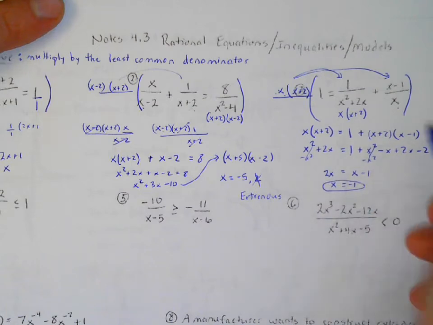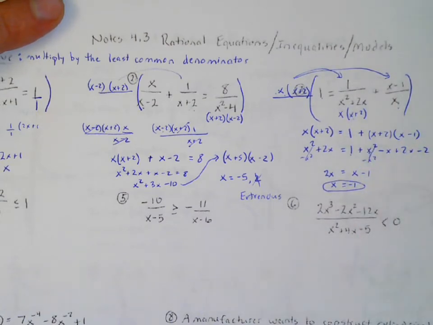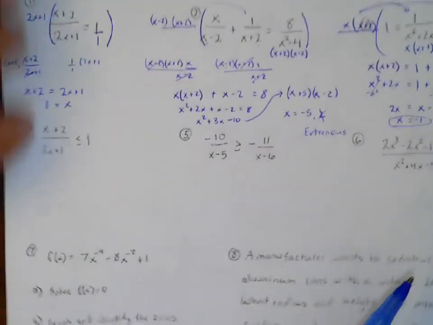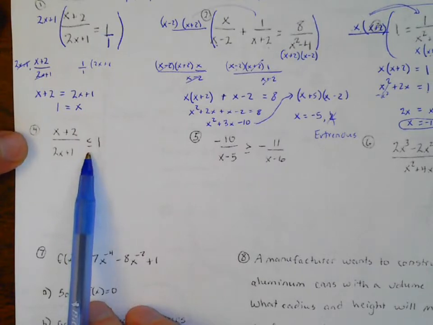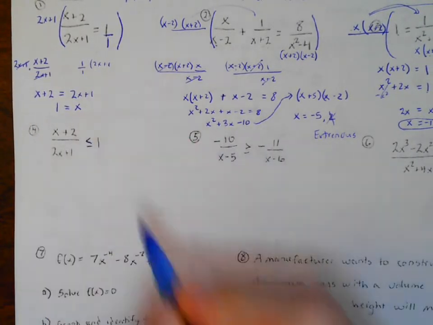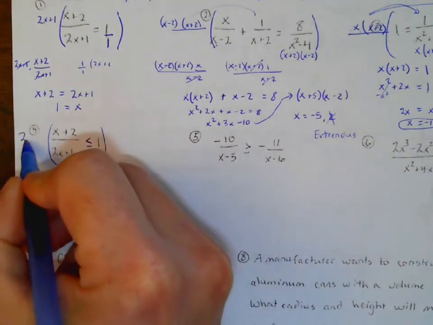Now, will it work? Negative 1 will work in all of those, yes. So that's my solution there. That is how you are going to solve these. Now, same sort of idea with these inequalities. We're going to solve kind of the same way. So we're going to multiply by 2x plus 1.